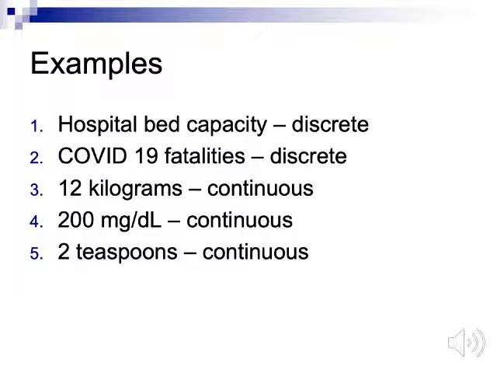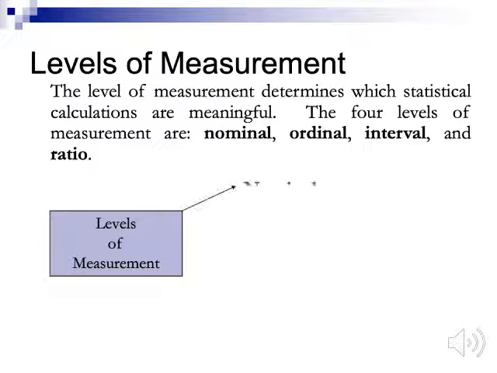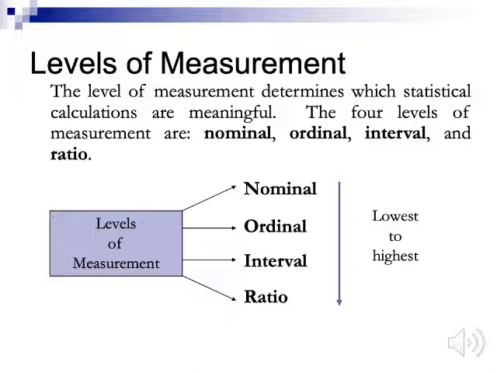Then data that we have collected is also classified in terms of levels of measurement, because statistical calculations will be meaningful if they are based on the levels of measurement of your data. So you have the levels of measurement as nominal, ordinal, interval, and ratio. That is, nominal is the lowest to the highest, which is the ratio.